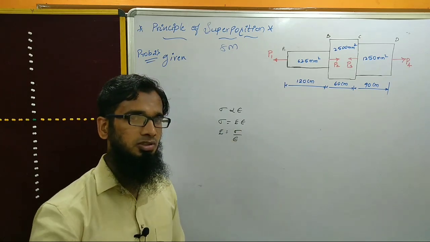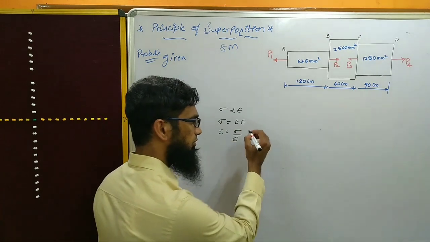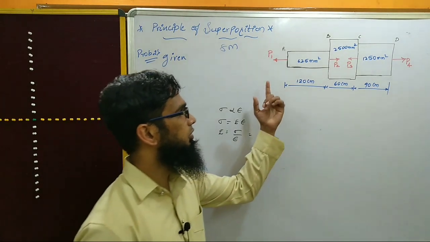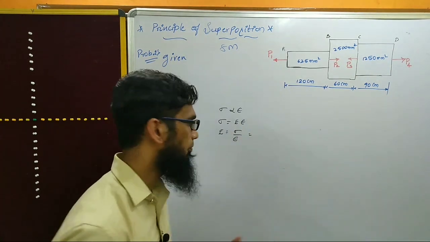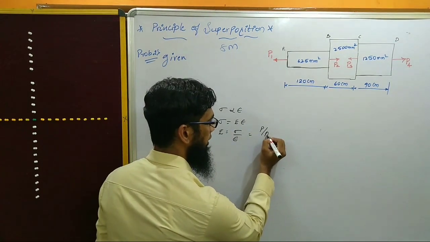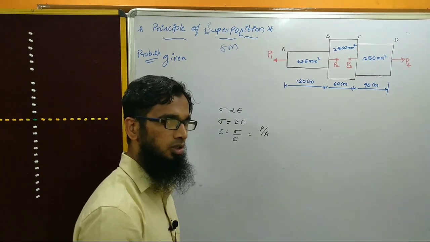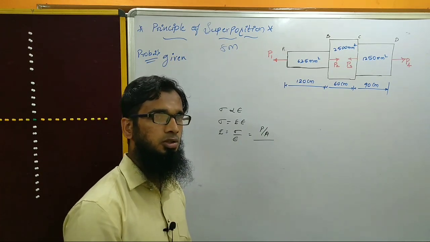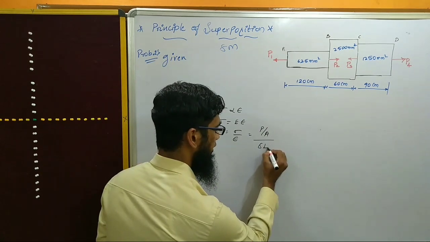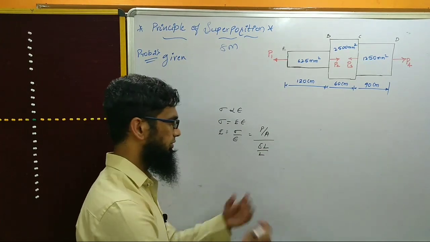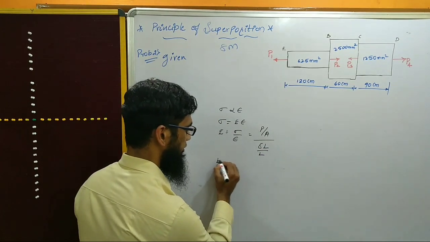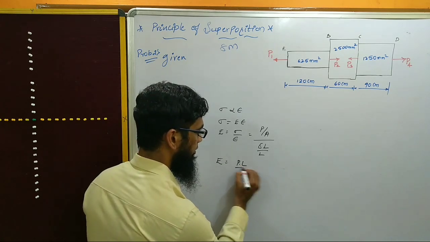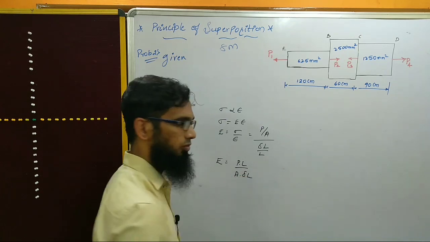Now sigma is nothing but load per unit area. Again I simplify here so that we can calculate the change in length for a material when it is subjected to different kinds of load. Sigma is given by P by A, that is the load acting per unit area. The strain is nothing but the change in length to the original length, delta L by L. Now after simplification, what I get here is a formula like PL by A into delta L.